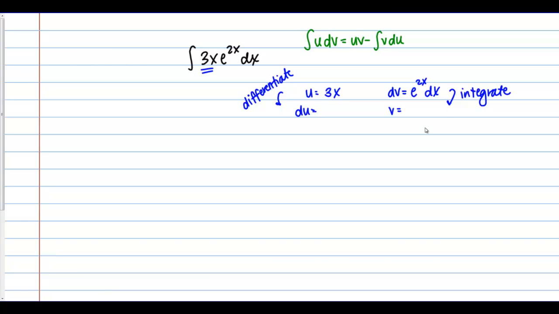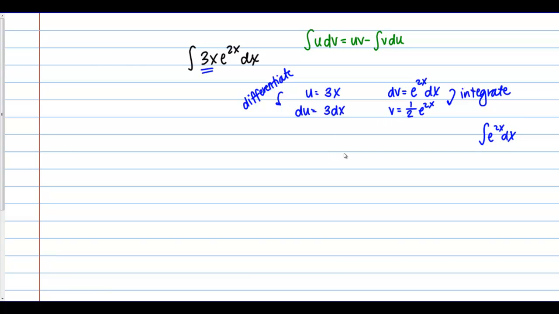Okay, so from here, I'm going to take the derivative of u to get du. And in my case, that's going to give me 3 dx. And then I'm going to integrate e to the 2x dx to get my expression for v. And in this case, if I do that, and you could do this out to the side if you weren't sure, that's going to give me 1/2 e to the 2x.